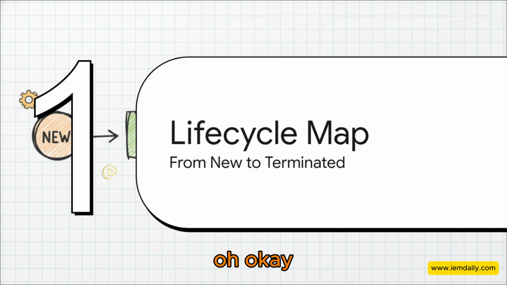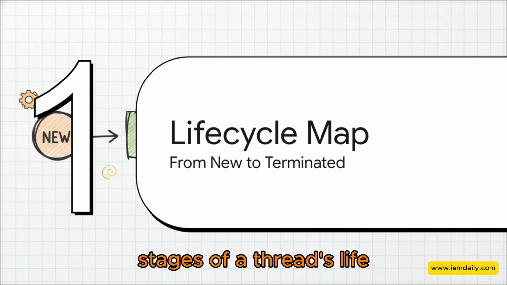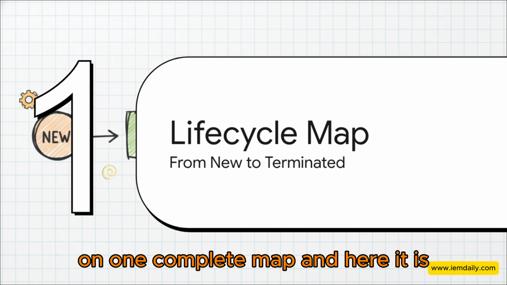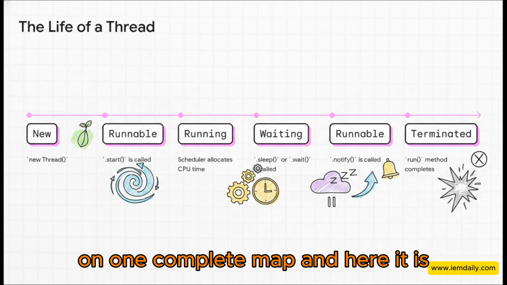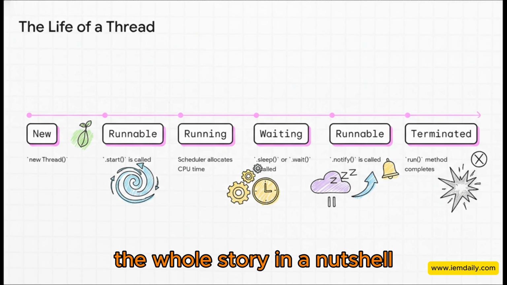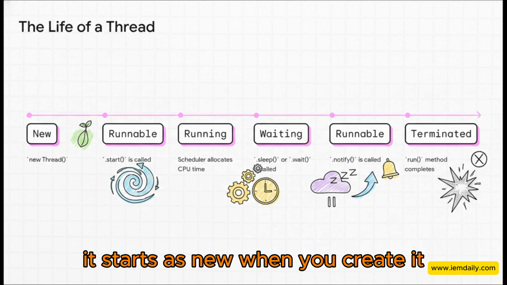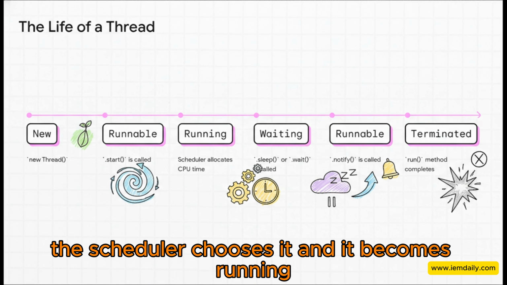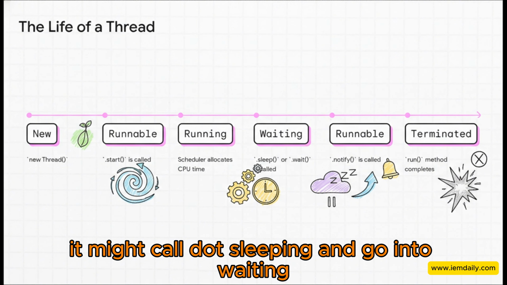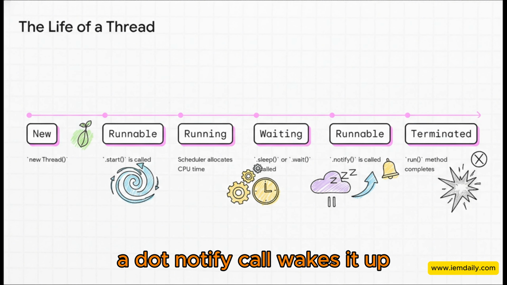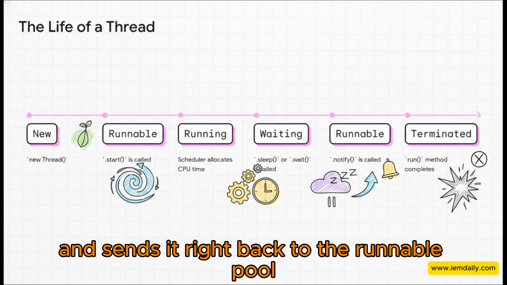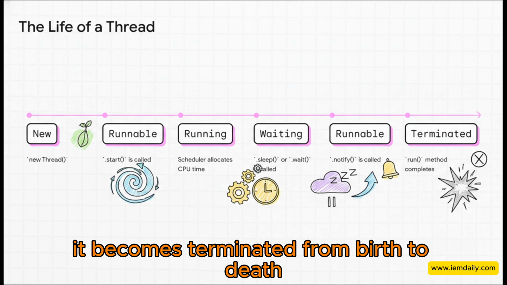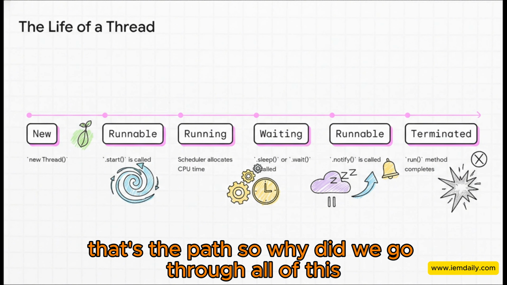Whew, okay. We've gone through all the individual stages of a thread's life. Now let's take a step back and look at the whole journey on one complete map. And here it is, the whole story in a nutshell. It starts as new when you create it. Then .start makes it runnable. The scheduler chooses it and it becomes running. It might call .sleep and go into waiting. A .notify call wakes it up and sends it right back to the runnable pool. And finally, when its run method is all done, it becomes terminated. From birth to death, that's the path.